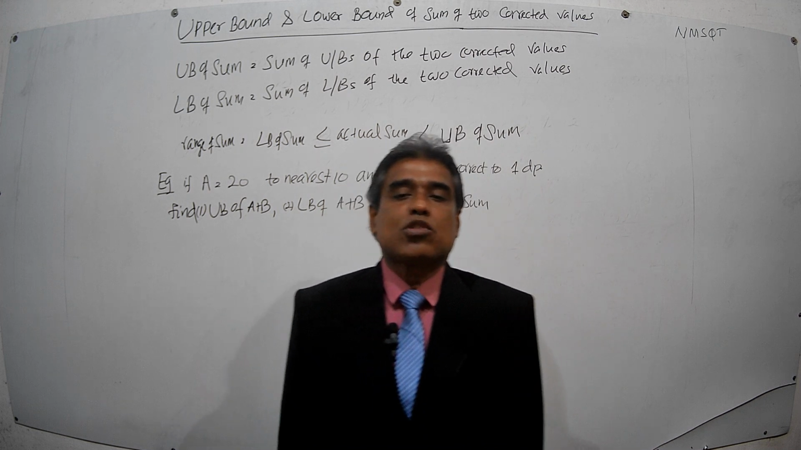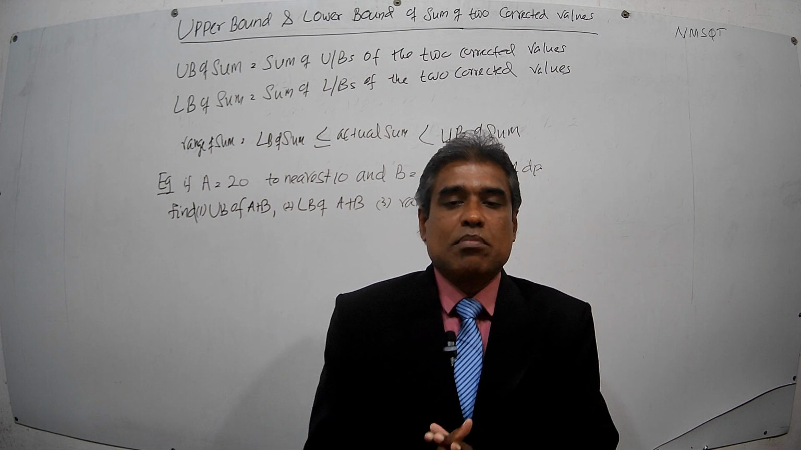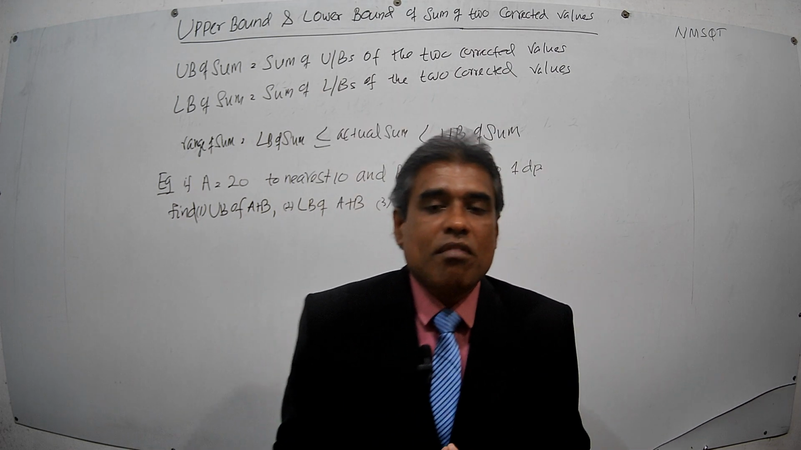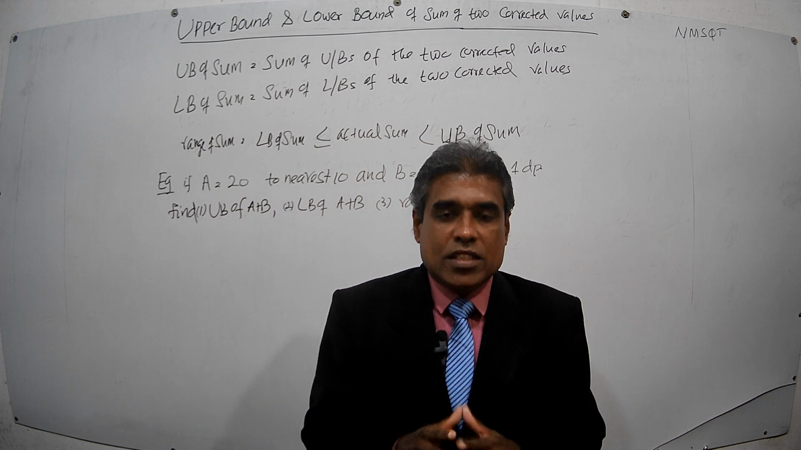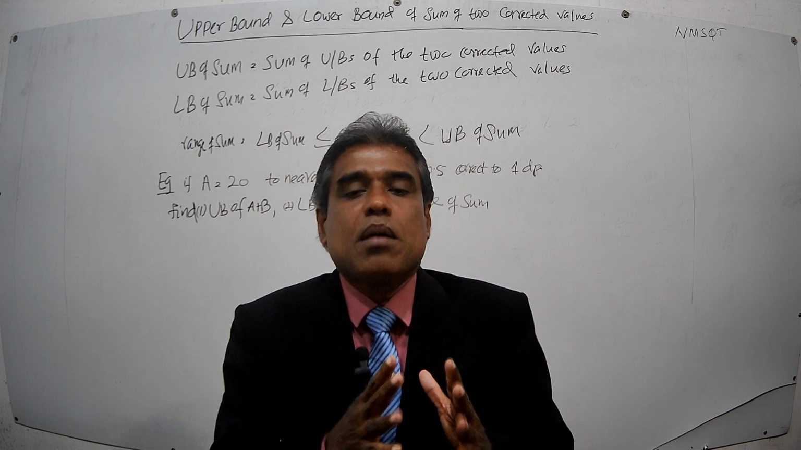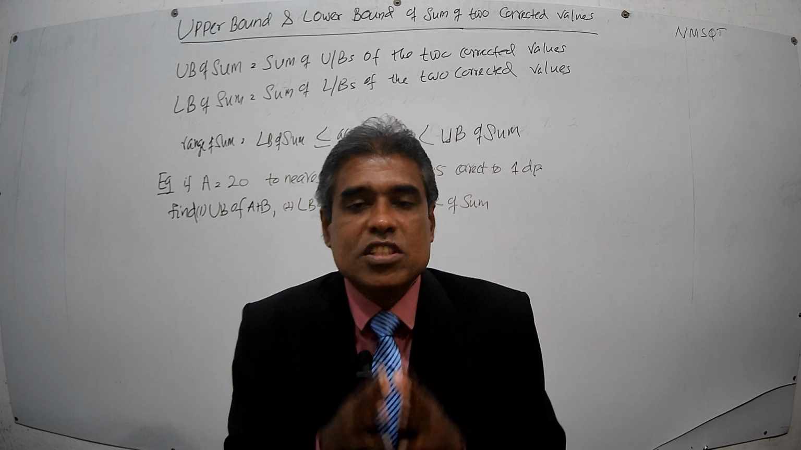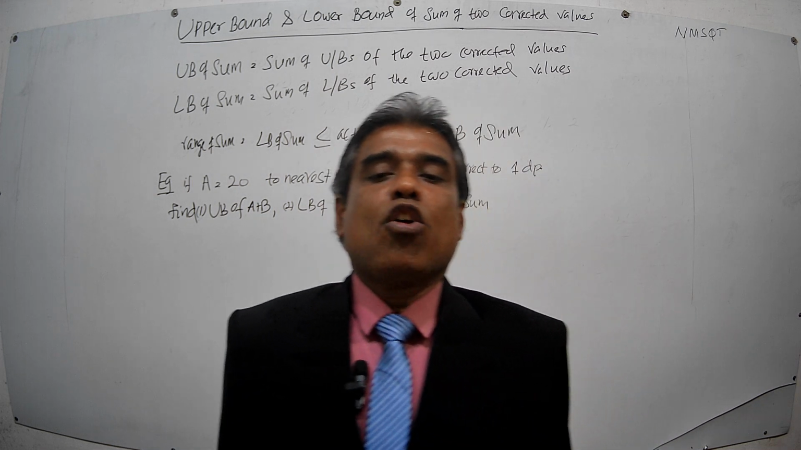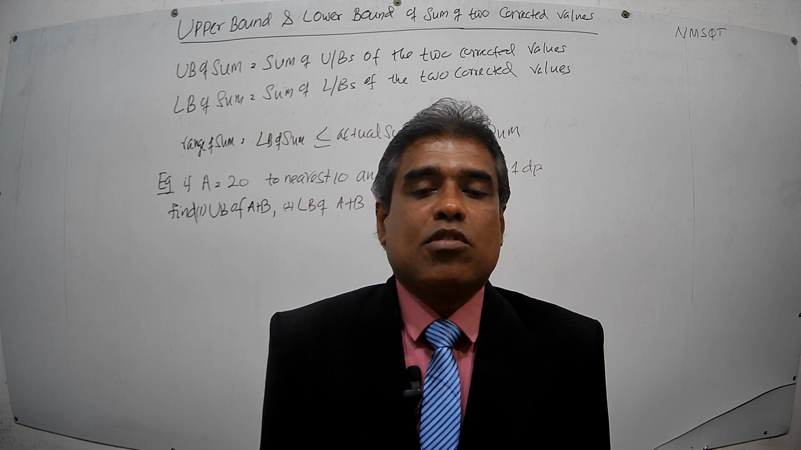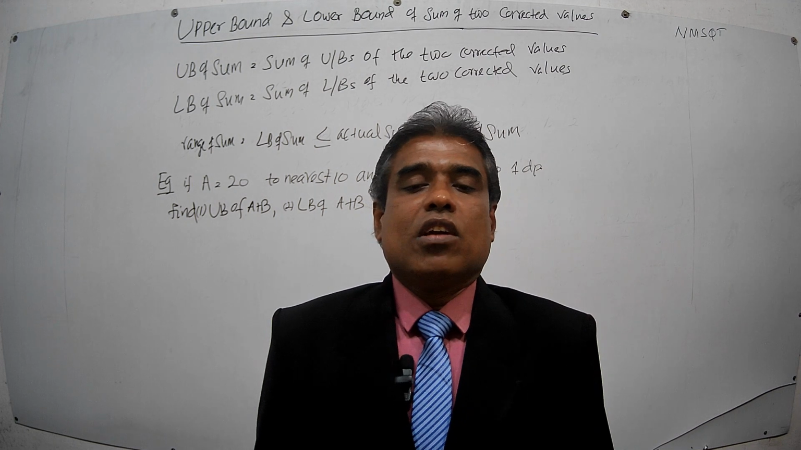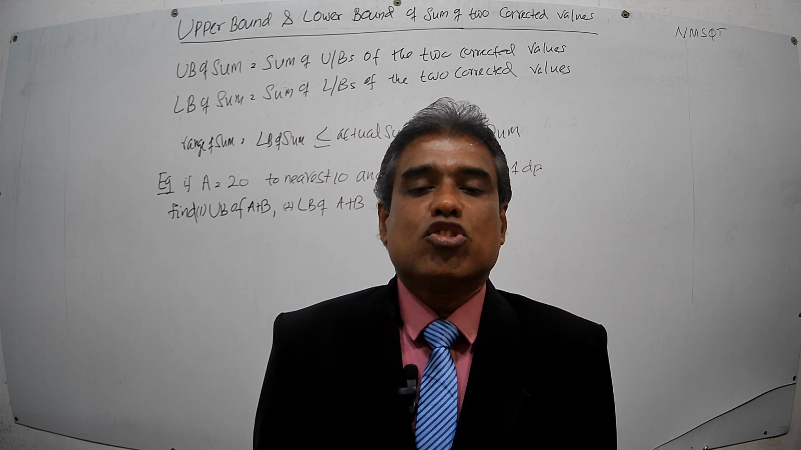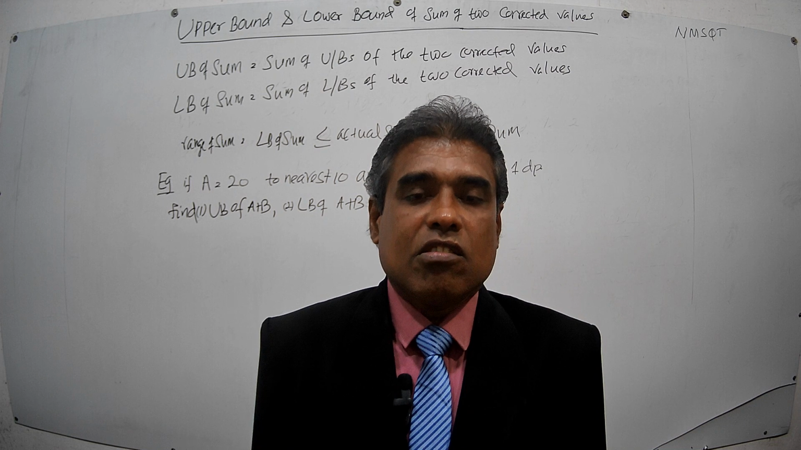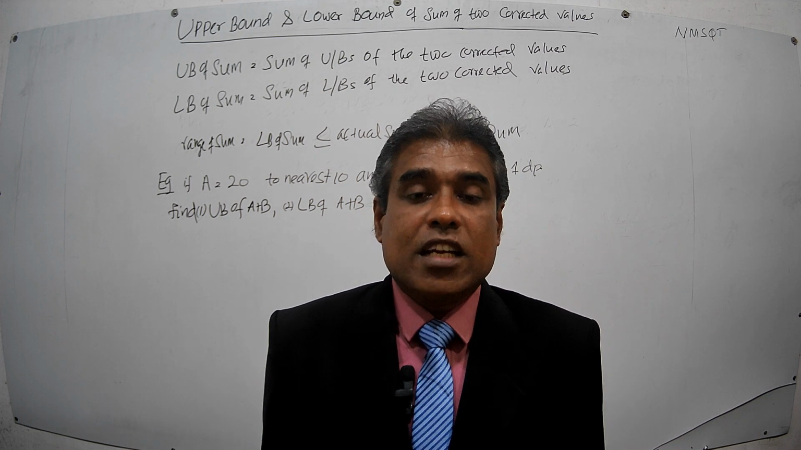How do you find the upper bound of the sum of two corrected values? There is a formula for that. The upper bound of the sum of two corrected values is equal to the sum of the upper bounds of the two corrected values. Then there is another formula for finding the lower bound. The lower bound of the sum of two corrected values is equal to the sum of the lower bounds of the two corrected values. Those are the formulas.